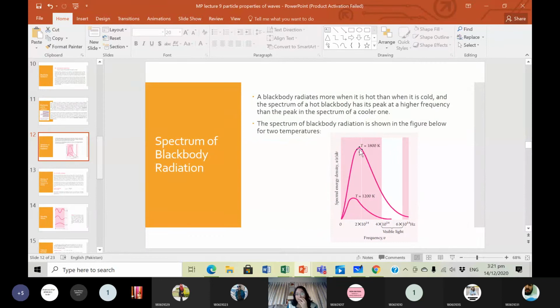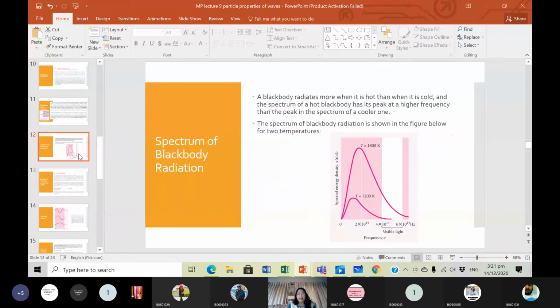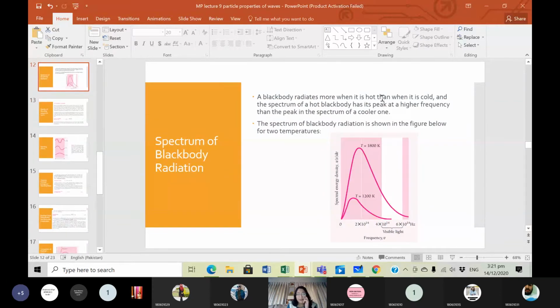It looks something like this, and we have seen this in astronomy and astrophysics before, that there's a peak in the black body spectrum. So we want to be able to give it some formulas, and that's what we're going to derive: some formulas for the black body radiation. So there's a peak in the spectrum.